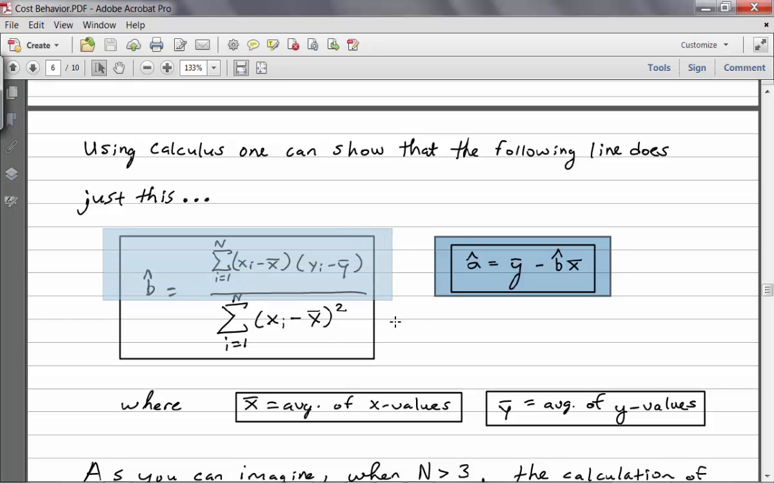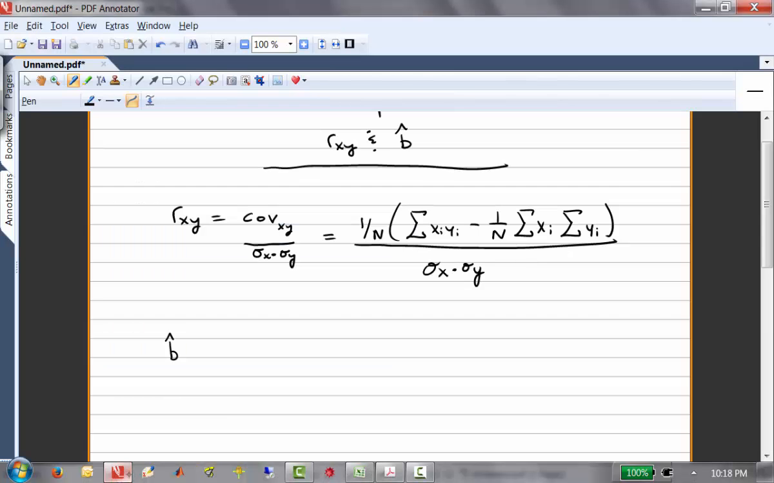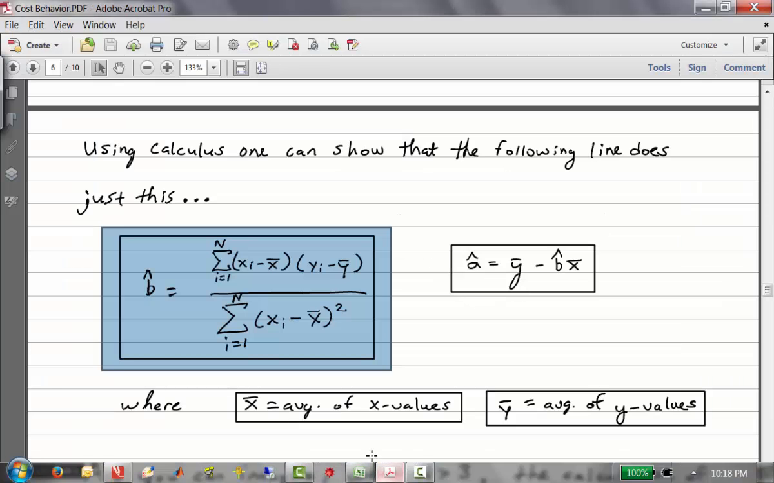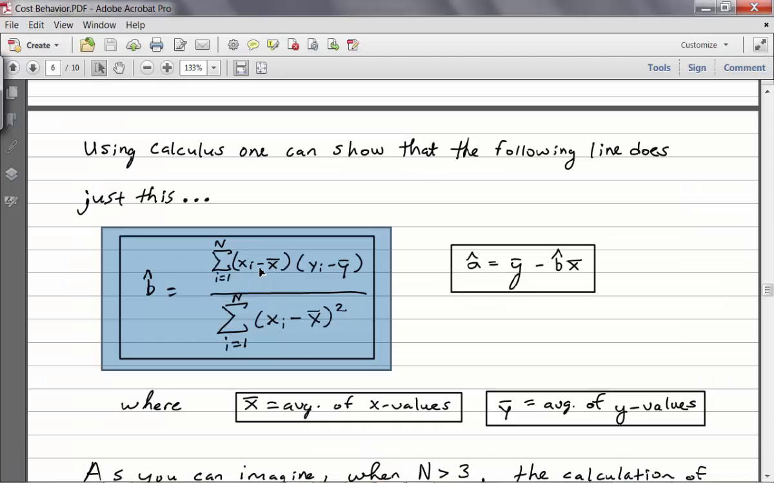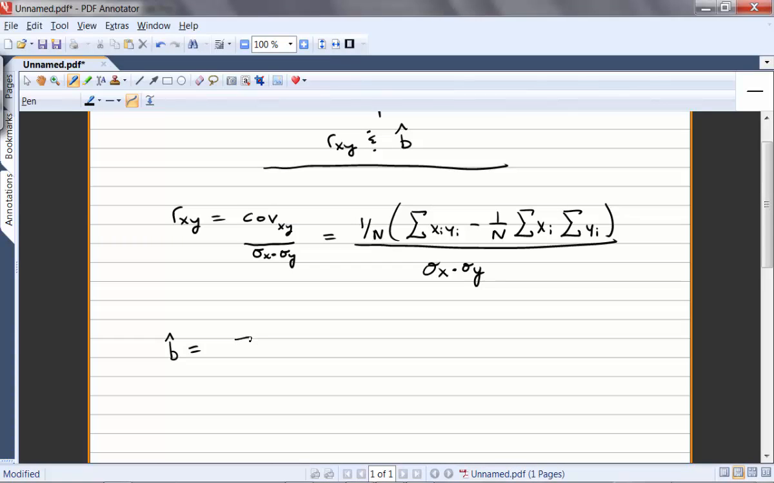Now let's take this b hat. Here's the formula for it. All I'm going to show you is that the formula for b hat and the formula for r are related to each other. You can get one from the other and vice versa. In showing you this, I think you will see that r and b hat are not the same thing, but they are related. So b hat, just copying from the lecture notes, is the sum of xi minus x bar times yi minus y bar in the numerator. And in the denominator we have the sum of the xi minus x bar squared. So let's write that here.